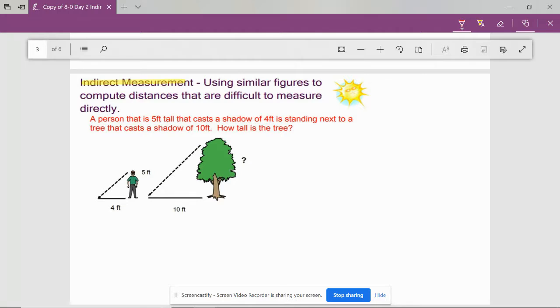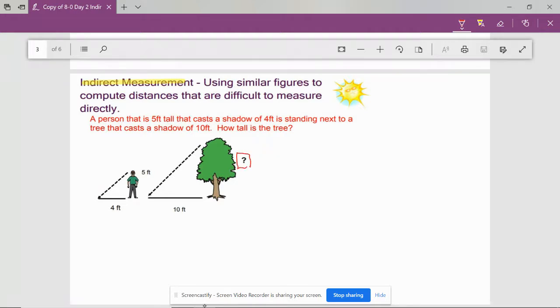So if we look at a person that is 5 feet tall that casts a shadow of 4 feet, and you're standing next to a tree, and we can somewhat measure how long the shadow of the tree casts, which is going to be similar. It can be proportional to our own shadow. We want to find out how tall that tree is. I'm not going to be able to climb that tree and measure how tall the tree is, so I'm going to use the shadow and my own height and my own shadow length to figure out how tall that tree is.